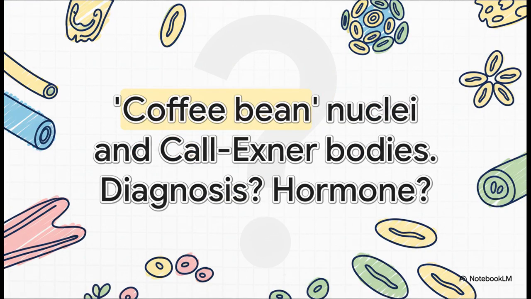Ah, the spot diagnosis. This is a softball if you're prepared. Coffee bean nuclei plus Call-Exner bodies equals adult granulosa cell tumor. Every time. And for the second part, what hormone? Well, it's made of granulosa cells, so it's probably pumping out estrogen, which would explain symptoms like postmenopausal bleeding.